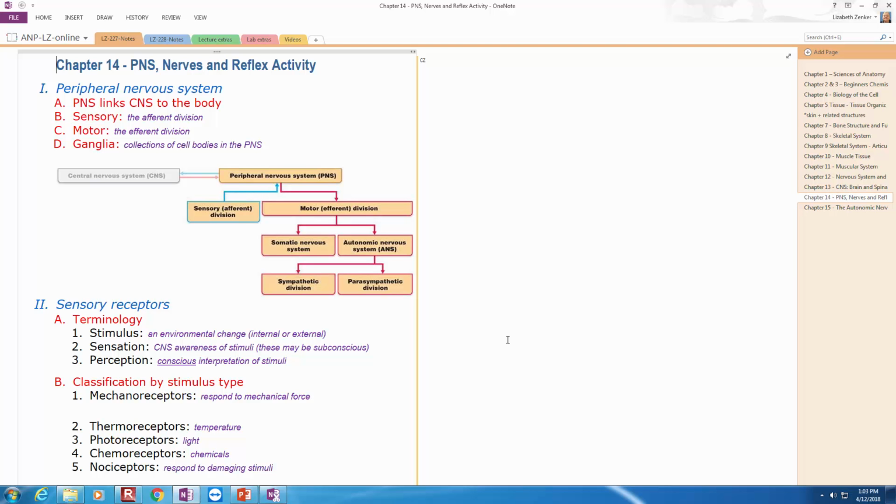So peripheral nervous system, it provides the links to and from the environment to our CNS. And what's your CNS, the main component? The brain. I mean, you're going to come up the spinal cord to get there, but brain and spinal cord is your CNS.